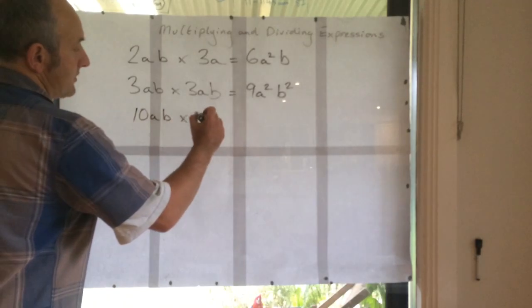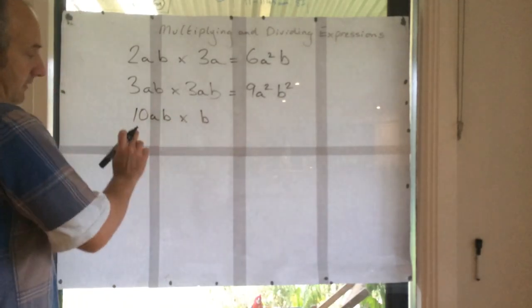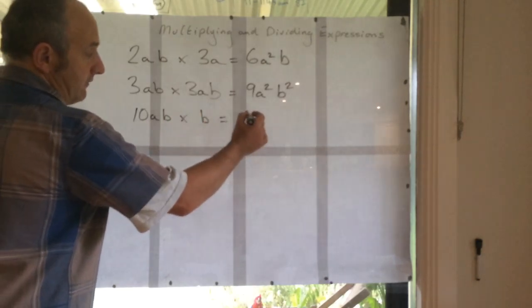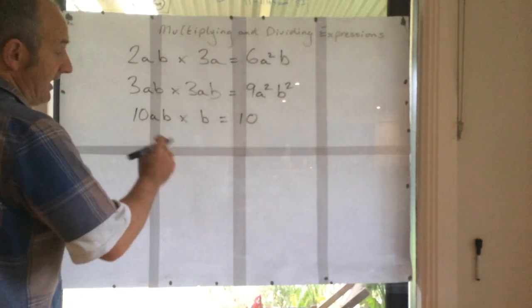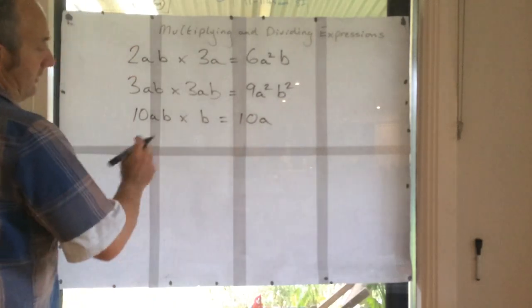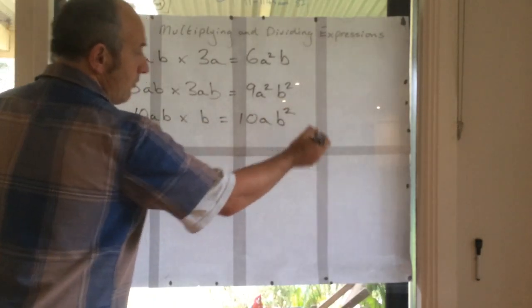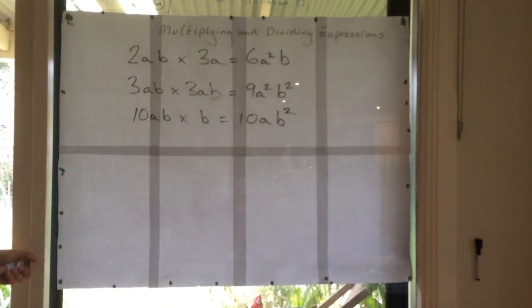10ab times b. Well, all I've got is 10. Can I do anything with the a? No, I've just got a. b times b is b squared. Alright, wonderful. Okay, so now we've done that.